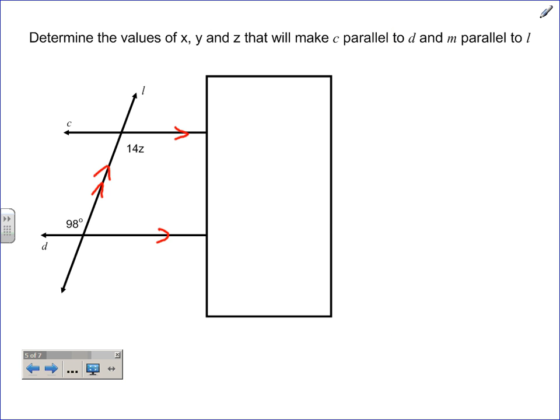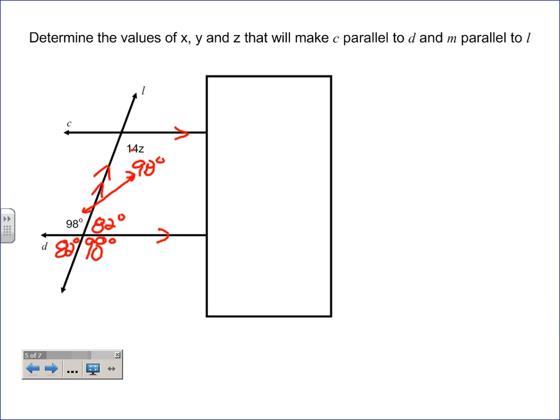Well, what's got to go where I just put that red dot? Because they are congruent or vertical. Do we know what has to go where I just put the red dot now? What has to go there? 82. Yep. So down here in the red dot, it's also 82. What goes where 14Z is? What can I put there if I want? A 98, right? Because these two angles where I see 98 right here and there are alternate interior.